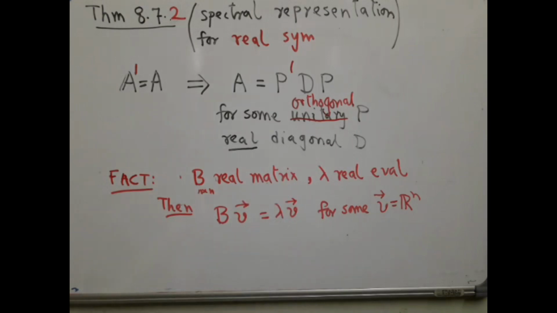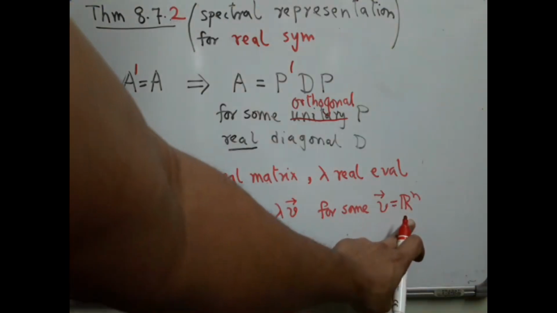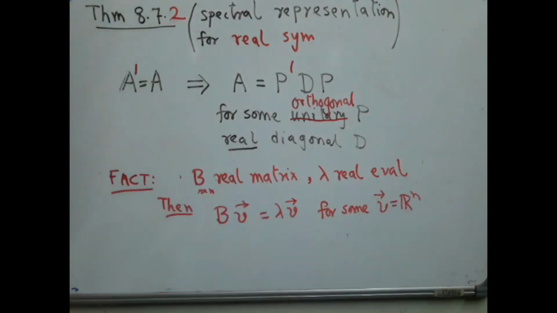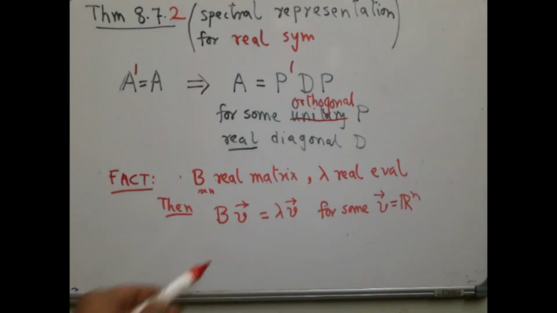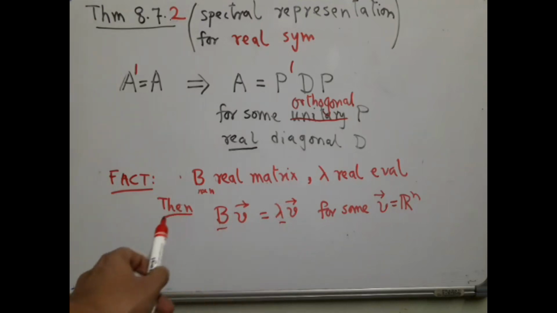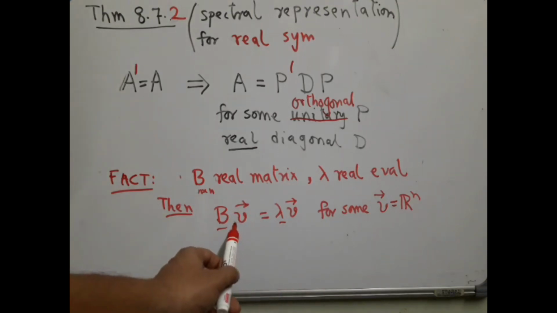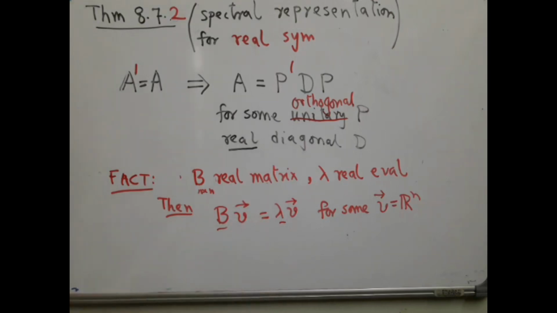Then in general, you know that this vector is in the complex vector space C^n. You just look at its real part and imaginary part separately. Since B is real and lambda is real, they will influence both the parts equally well, and you can choose just the real part or just the imaginary part, whichever is non-zero.